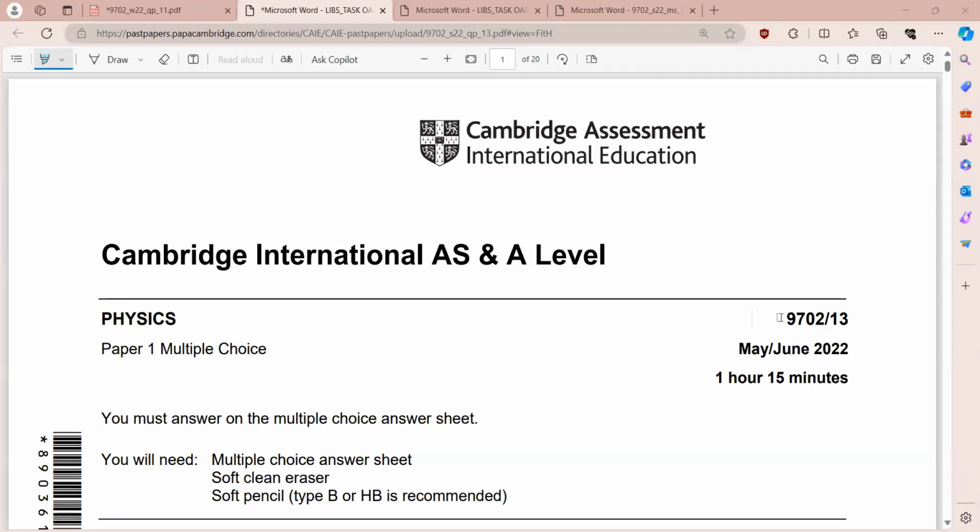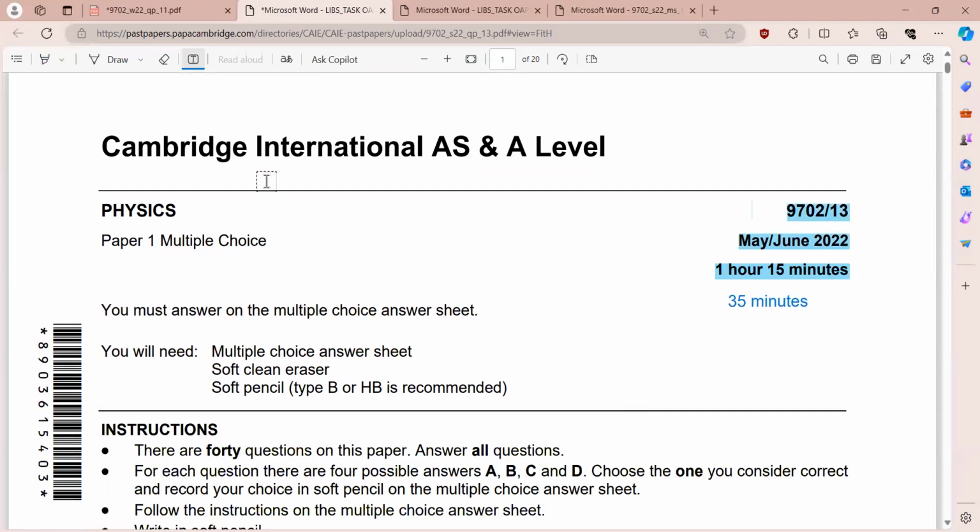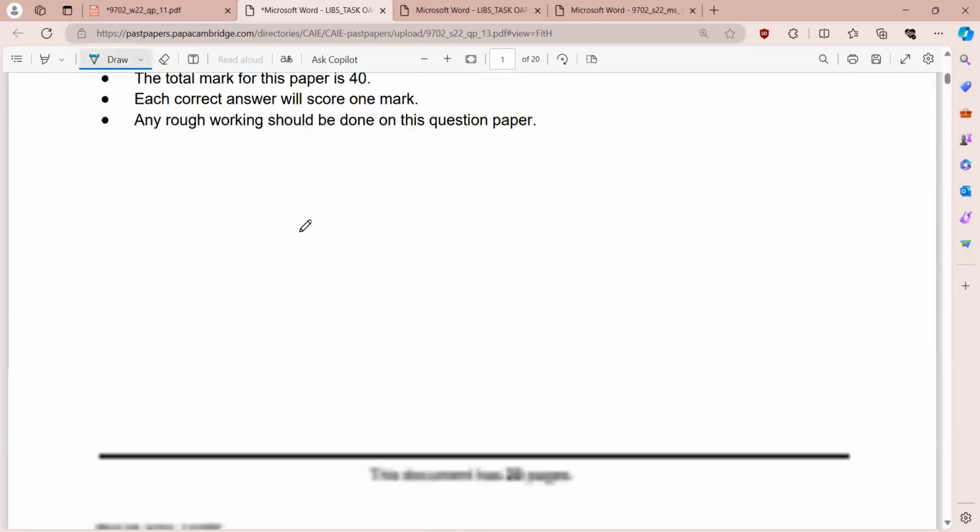Hey guys, so today I'm going to be solving the Physics 9702 variant 1-3, which is the MCQ variant of May-June 2022. The timing for this paper is 1 hour 15 minutes, but I strongly recommend you try and finish the paper in about 35 to 40 minutes so that you'll have good timing when it comes to the exam, when the nerves kick in and stuff like that. So let's get started.